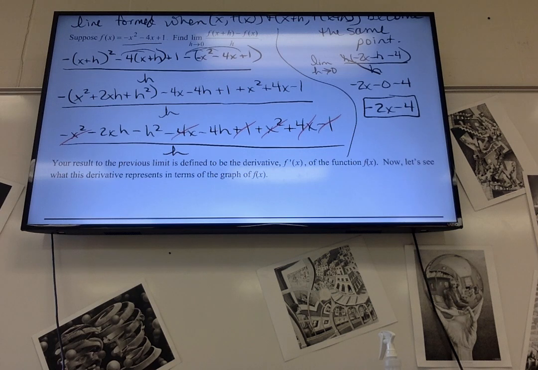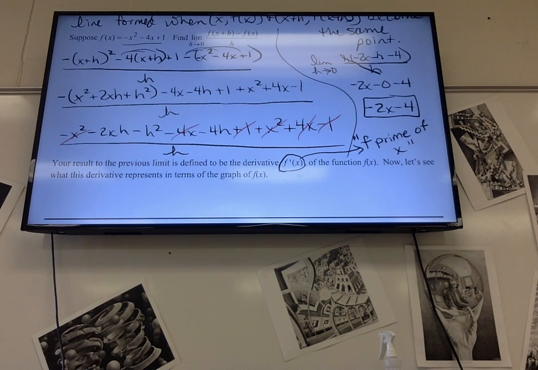So it says here, your result to the previous limit is defined to be the derivative. By the way, does anybody remember how to say that? F prime, yep. F prime. Oh, I was right. F prime of x. So when you read that, you say F prime of x. So your result, this negative 2x minus 4, is F prime of x of the function.